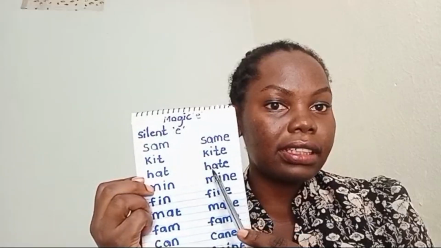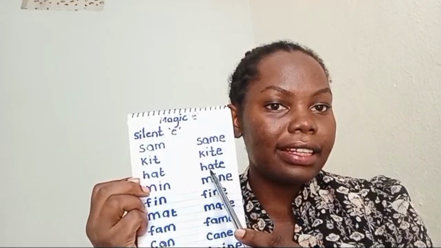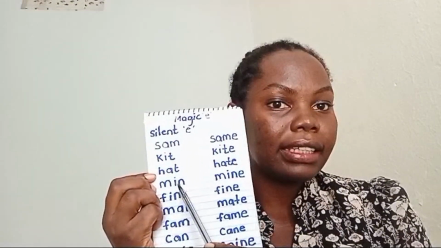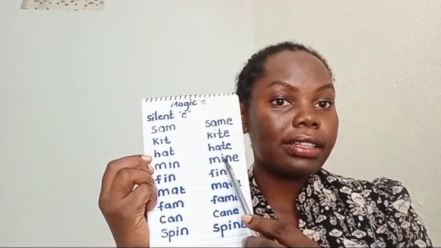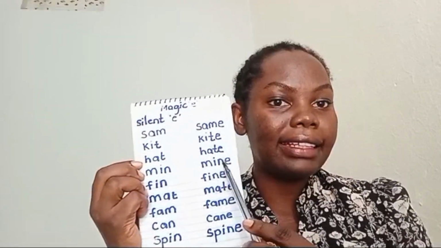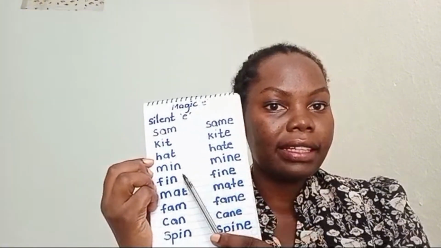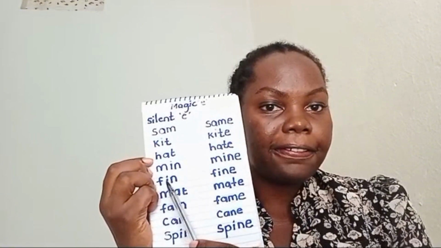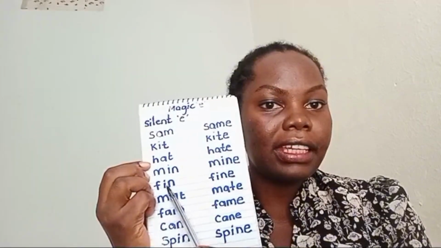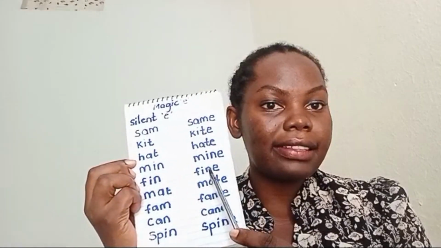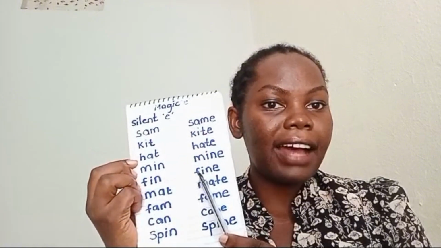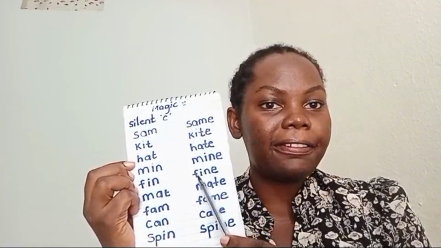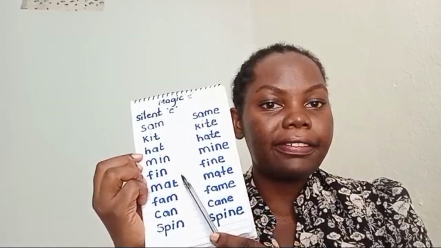We have "hat". When we add the magic E, it becomes "hate". The long A is A. "Hate". We have "min". So when we add the magic E at the end of the word, it becomes "mine". We have "fin". With the magic E at the end, we have "fine".